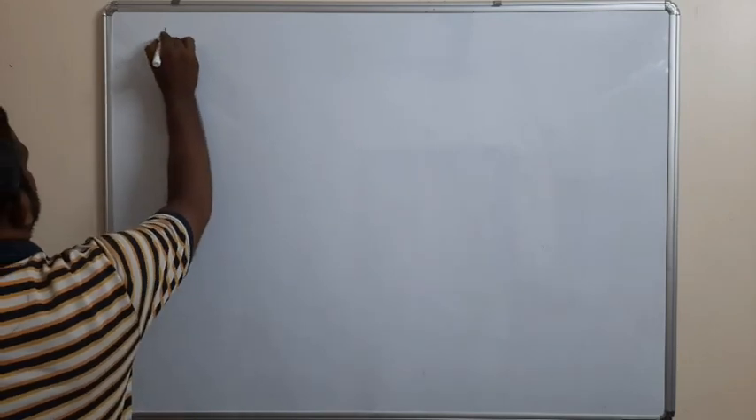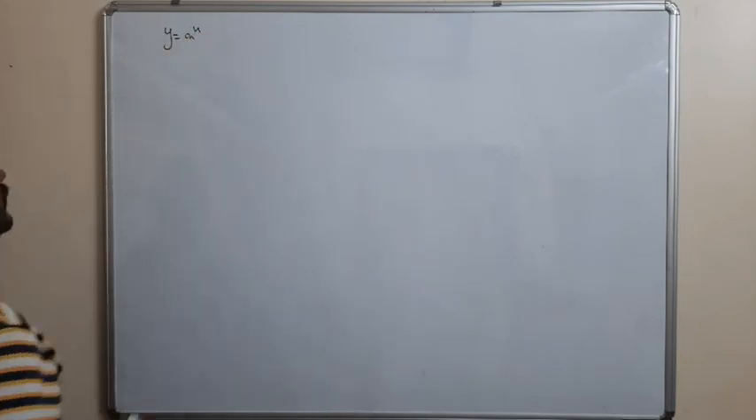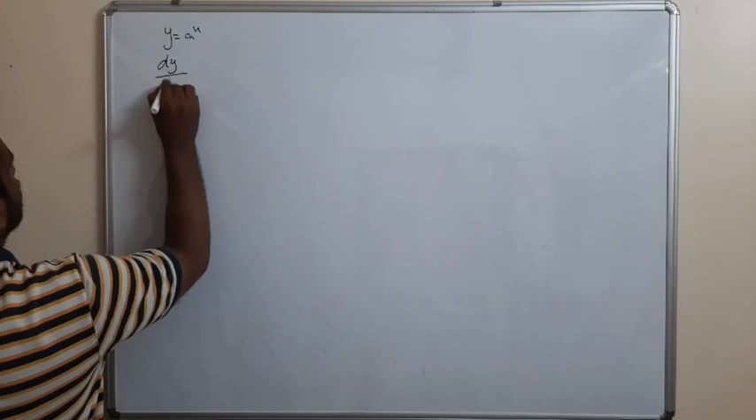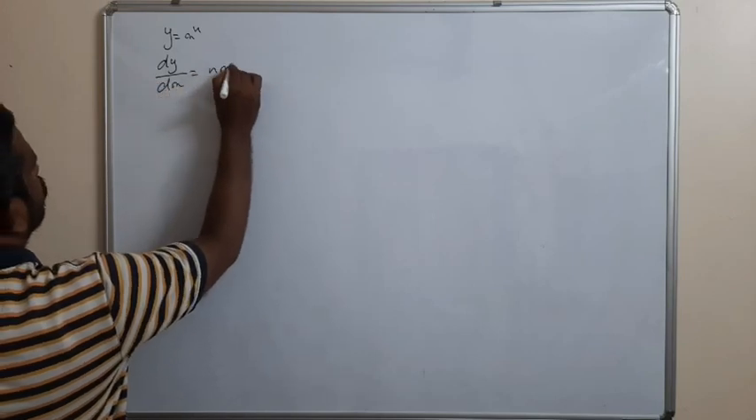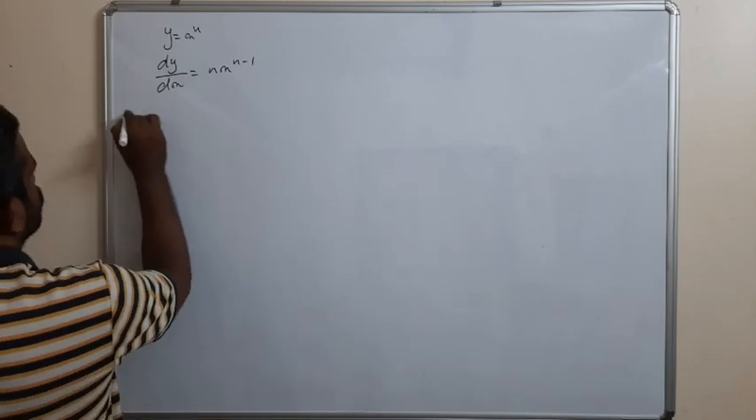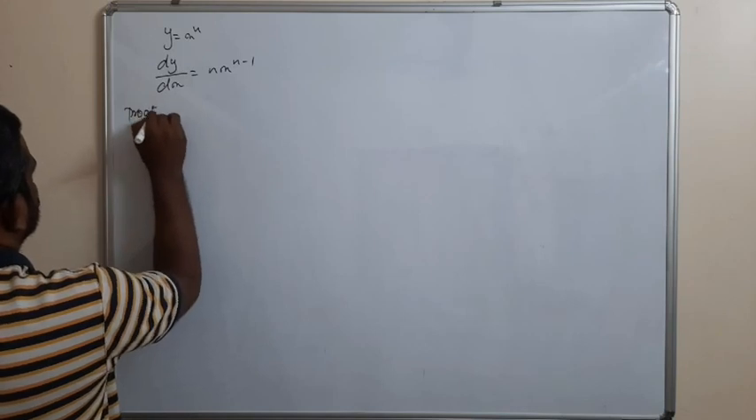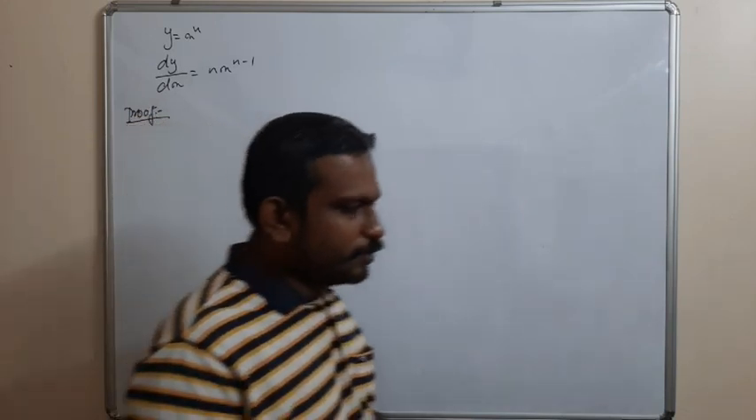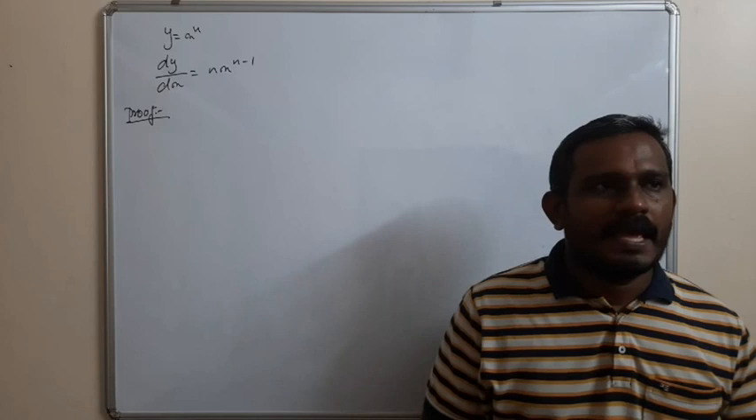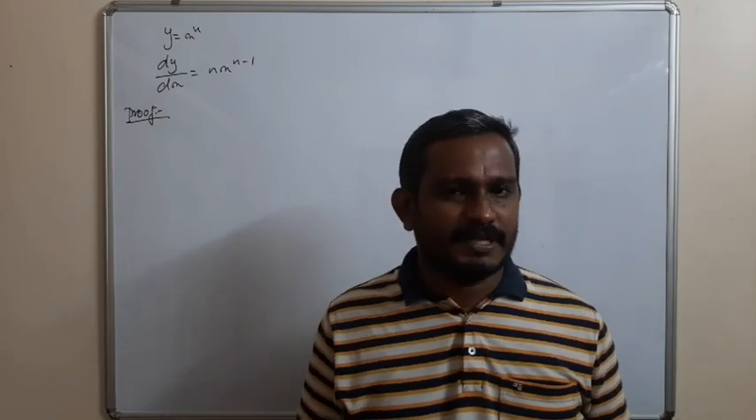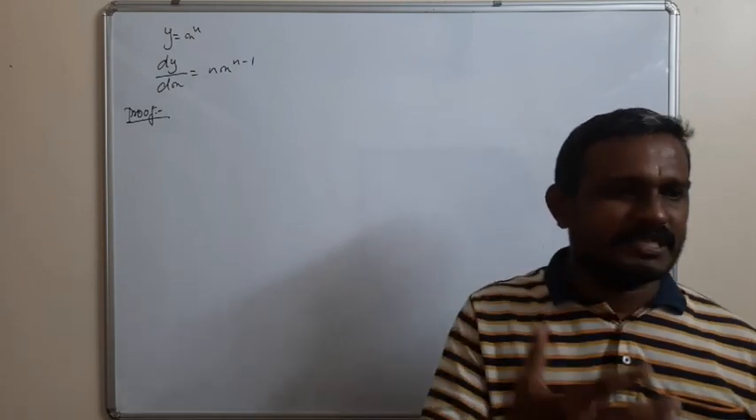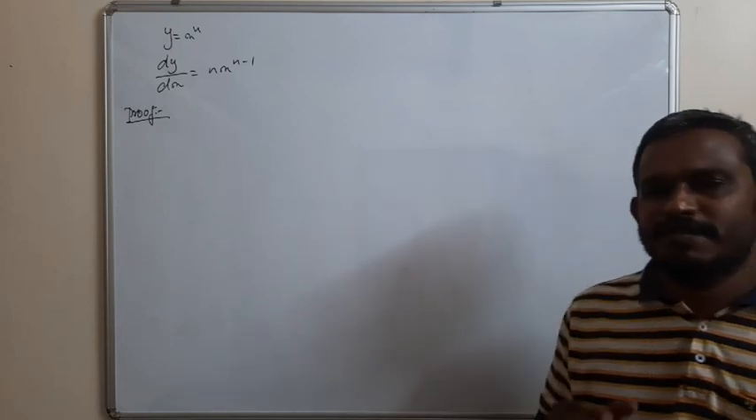So y is equal to x power n. Its derivative is dy by dx equal to n into x power n minus 1. Proof: this can be proved by the first principle of differentiation, applying the rules for the limits. Actually you will study all these things in mathematics. For the time being, I am just giving an introduction.